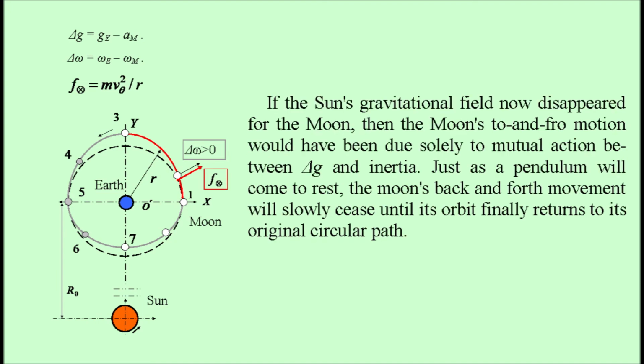If the Sun's gravitational field now disappeared for the Moon, then the Moon's to and fro motion would have been due solely to mutual action between delta G and inertia. Just as a pendulum will come to rest, the Moon's back and forth movement will slowly cease until its orbit finally returns to its original circular path.